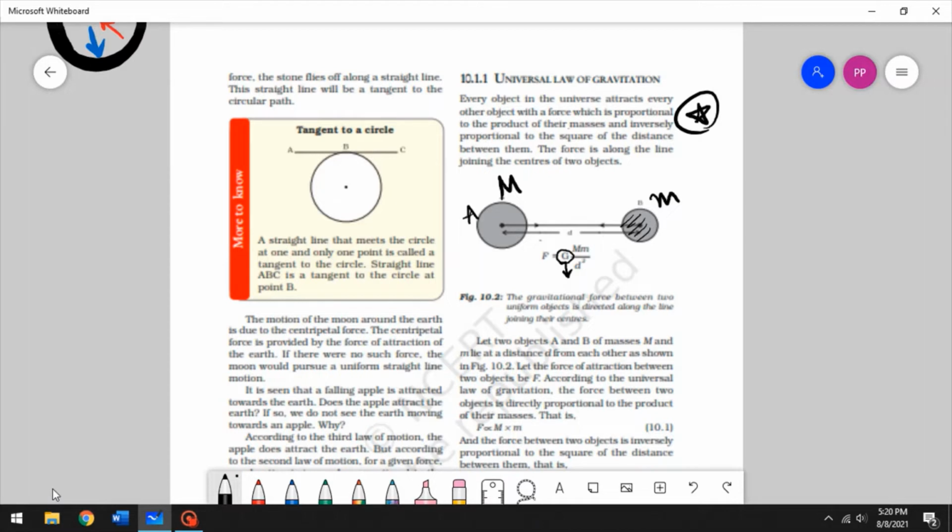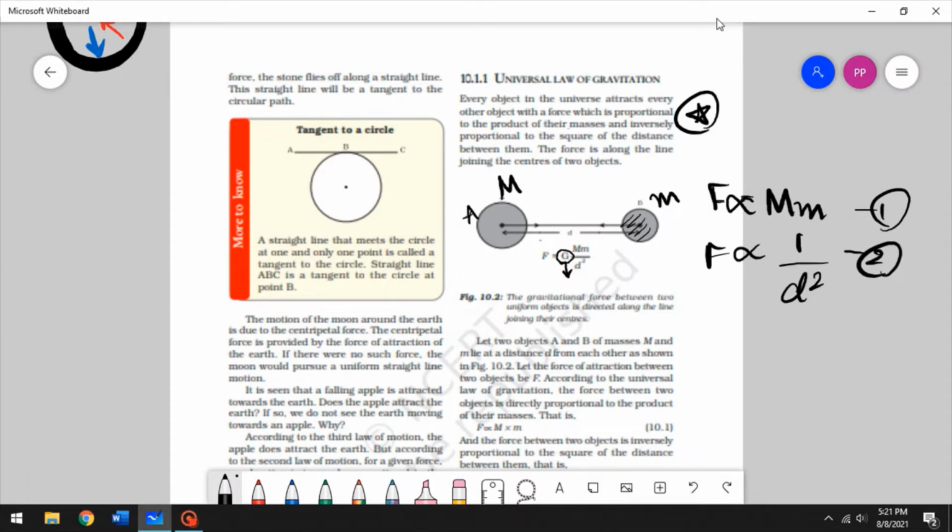Alright, so this concept about constants, let's talk about that. In this law, we just said that the gravitational force is directly proportional to the product of their masses, so uppercase M multiplied by lowercase m, which is the product. That is the first clause. The second clause said it is inversely proportional to the square of the distance between them. So that is the second clause. When we combine 1 and 2, we know that force is proportional to uppercase M lowercase m by d square.